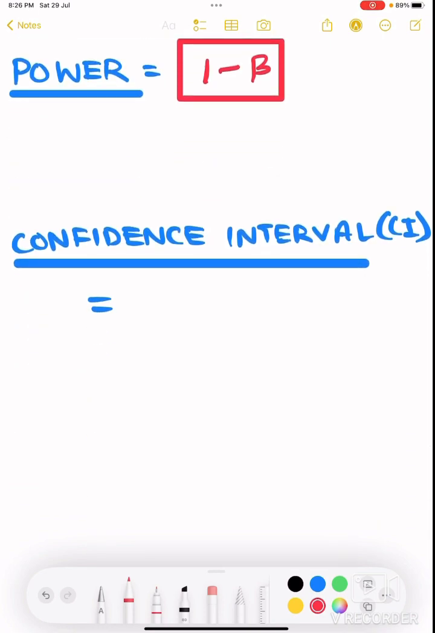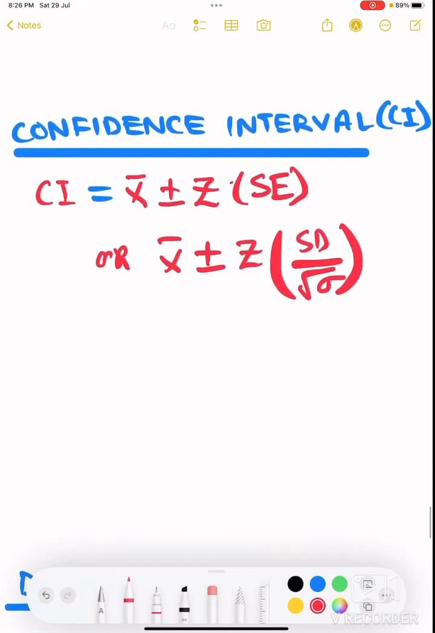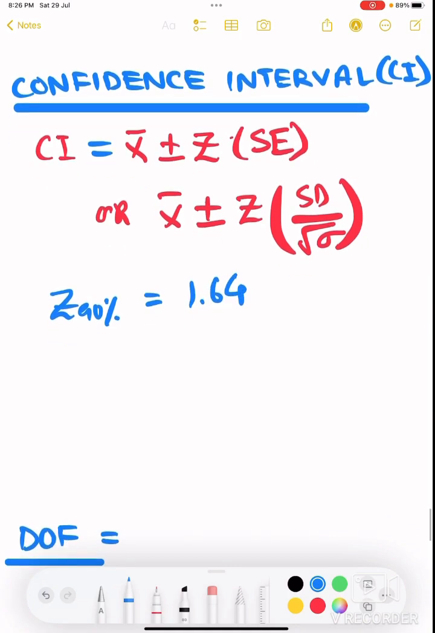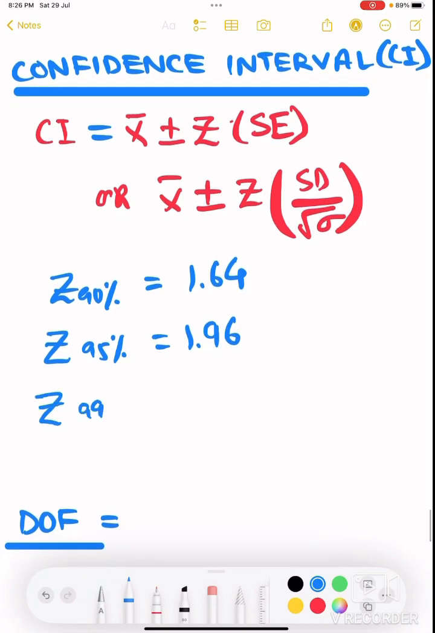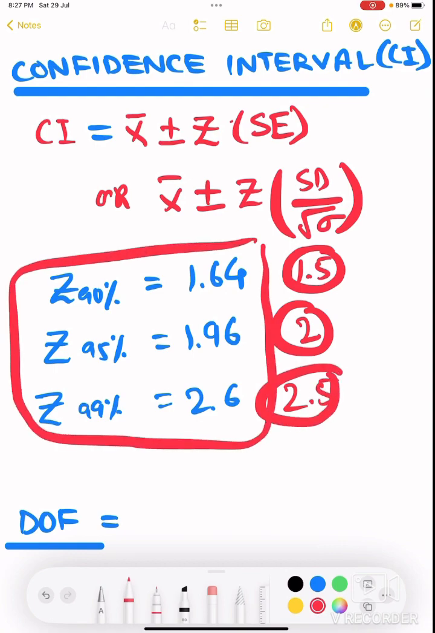What is confidence interval? How will you calculate the confidence interval? Very easy. The formula of confidence interval is mean plus minus z multiplied by standard error, or we can also say mean plus minus z multiplied by standard deviation upon root n. I am expanding standard error, right? For z, for 90%, if I am telling you to calculate the 90% confidence interval, then z for 90% will be 1.64, right? Z for 95% is actually 1.96, right? And z for 99% is actually 2.6, right? For calculation purposes, you will take it as 1.5, you will take it as 2, and you will take it as 2.5, right? And for memorization purposes, right?